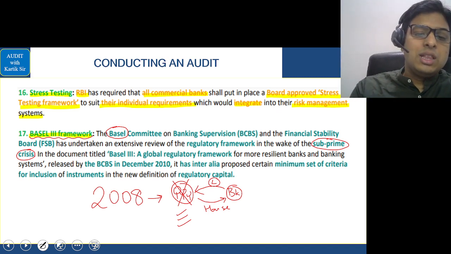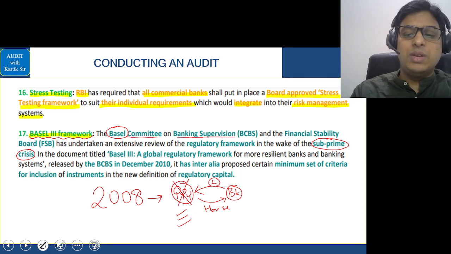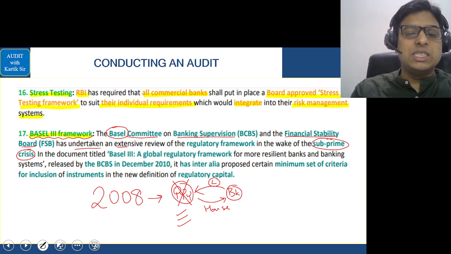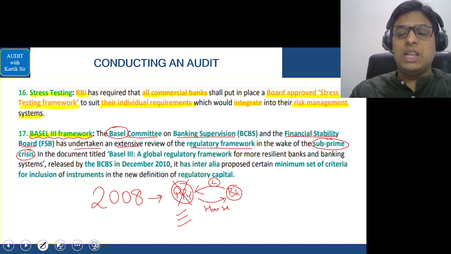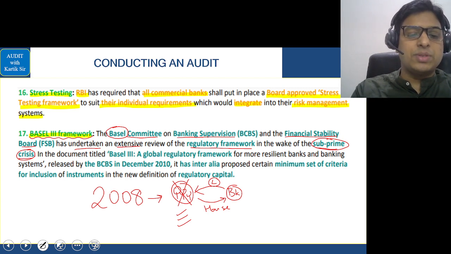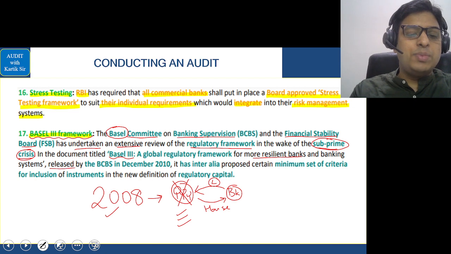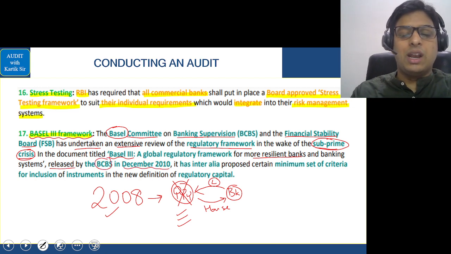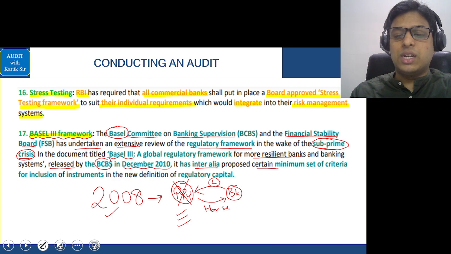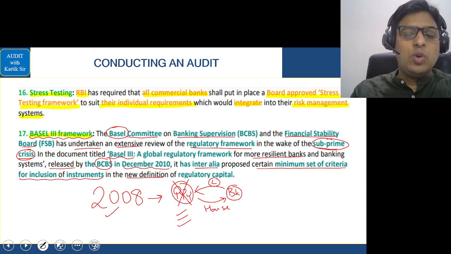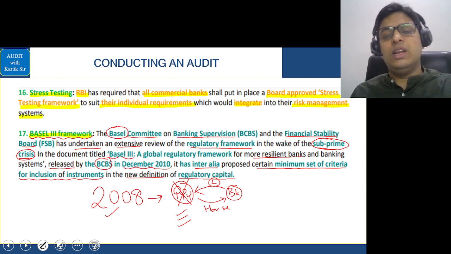So see this. The Basel Committee on Banking Supervision (BCBS) and the Financial Stability Board, that is FSB, have undertaken an extensive review of the regulatory framework in the wake of the subprime crisis in the US in 2008. In the document titled Basel III, a global regulatory framework for more resilient banks and banking systems, released by the BCBS in December 2010, it has inter alia proposed a certain minimum set of criteria for inclusion of instruments in the new definition of regulatory capital.